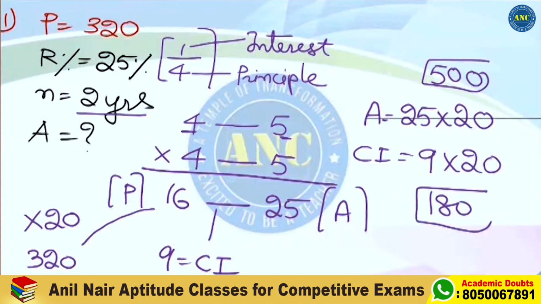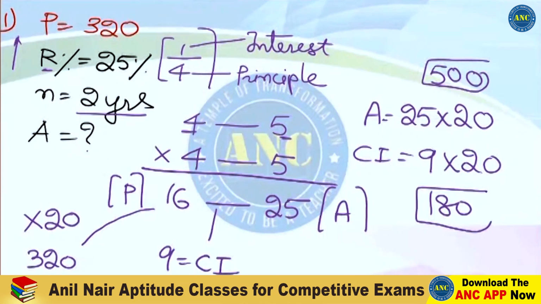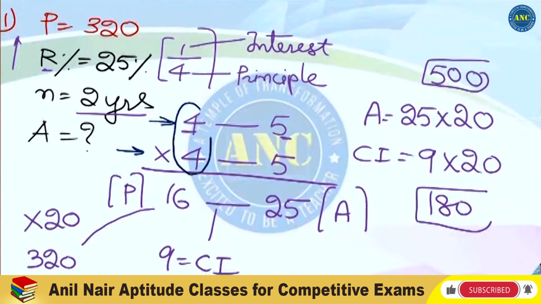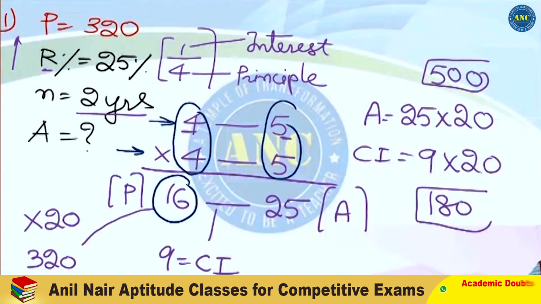Again, I am repeating. R percentage, R is the interest. These are nothing but percentage increase. 25% is 1 by 4. 4 with 1 increase is 5. For 2 years, 4 4s are 16, 5 5s are 25. 16 becomes 25. Extra is nothing but the interest.